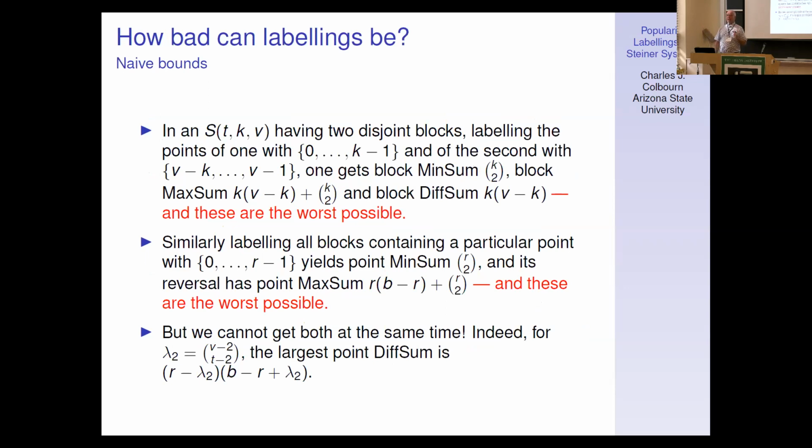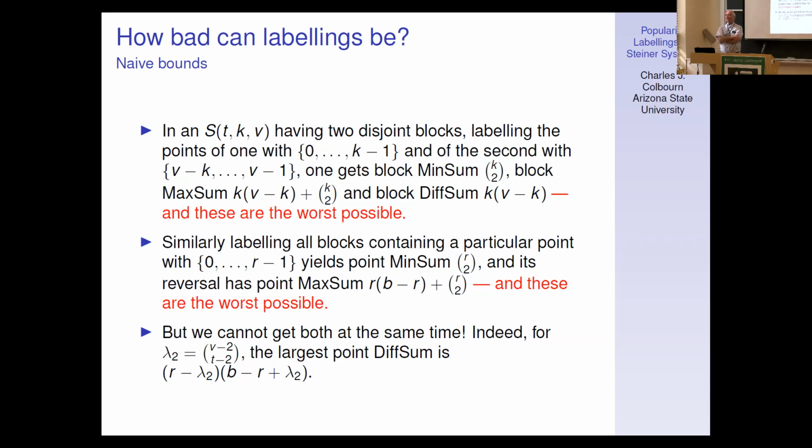So the first question you might ask is, well, how bad might things get? Why don't I just be random? You know, just see what happens if I just write down an incidence matrix. Well, if you've got a Steiner system that has two disjoint blocks, of course, I could label the points in one block with all the smallest labels, label the points in the disjoint block with all the largest labels, and that's going to give me the worst min sum, the worst max sum, and the worst block diff sum.